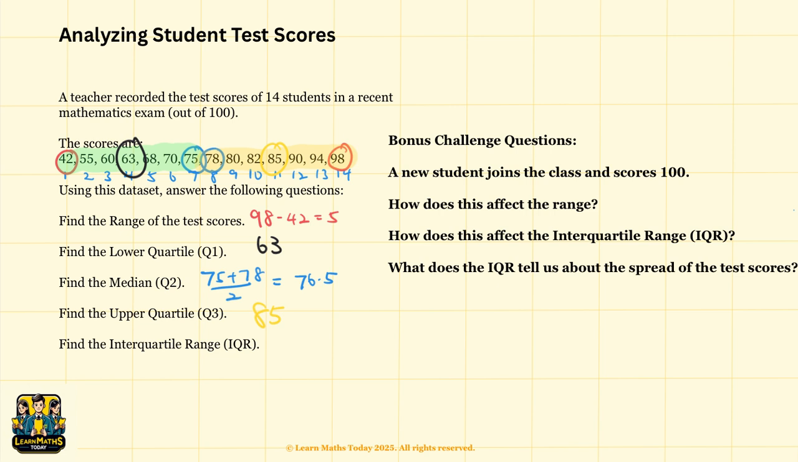So the interquartile range is simply the upper quartile minus the lower quartile, which gives us 22.